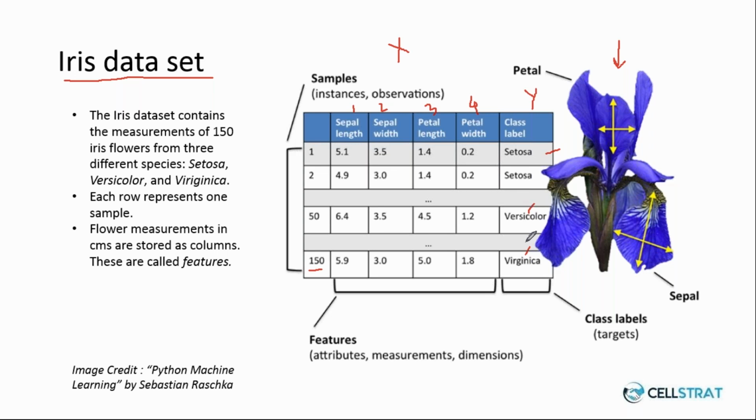So there are three possible output classes, and the four input features are numerical in value. Sepal is one part of the flower, and petal is the other part of the flower. This is just botanical data available as a data set, and there are 150 flower samples here, as you can see in this data set.